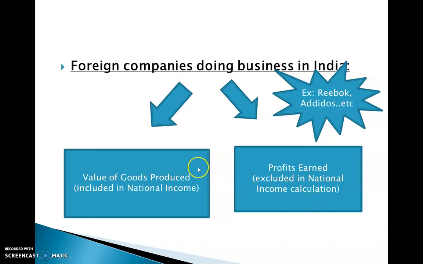So two things are important. Only the value of goods produced by the foreign companies doing business in our country should be included for national income calculation. The profit earned should not be included. It should be excluded, because that will be registered in their own home country.